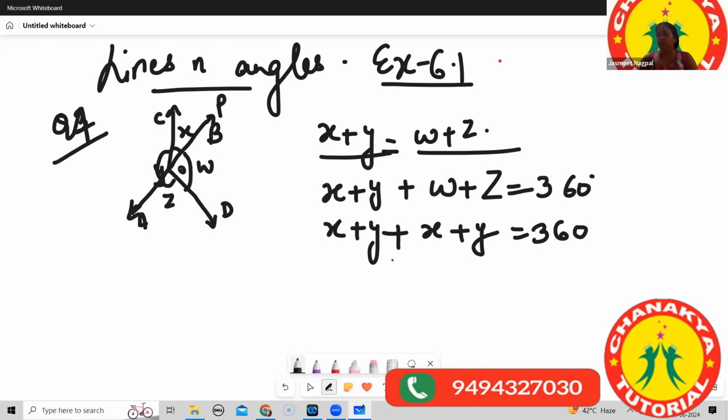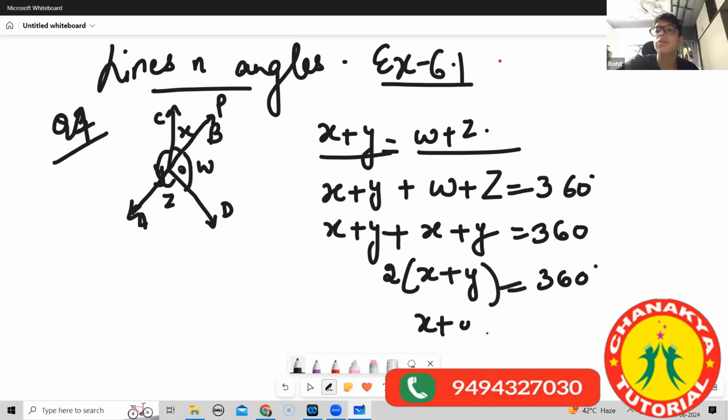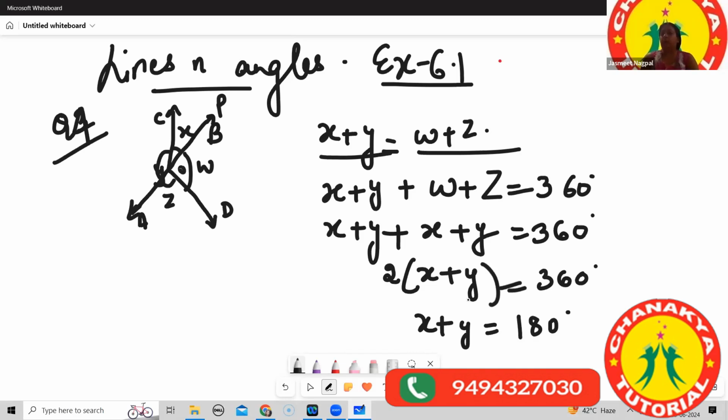Now there are 2x, 2y. So you will take 2 common, and in the bracket you will write x plus y. So what is the value of x plus y? 2 times (x plus y) is 360, so x plus y is 360 by 2, which is 180. You will divide 360 by 2, no? And what does your question demand? You have to prove that AOB is a line. So if the sum of x plus y is 180, then AOB is a line.